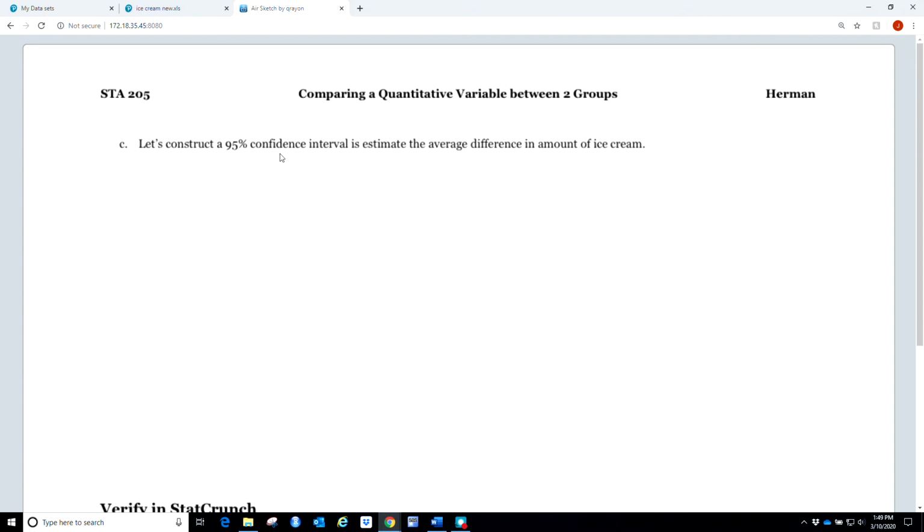So we're going to construct a 95% confidence interval to estimate that average difference in ice cream amount. Our first step is always to define our parameter. Here it's not just mu, but it's going to be mu sub d to emphasize that difference. So this is going to be our population mean difference in ice cream amounts. Technically that was measured in ounces, if that's helpful for us.